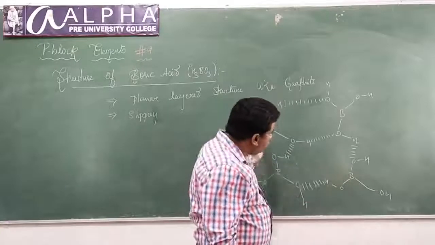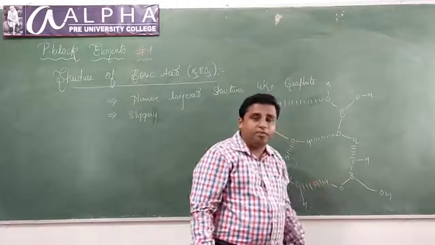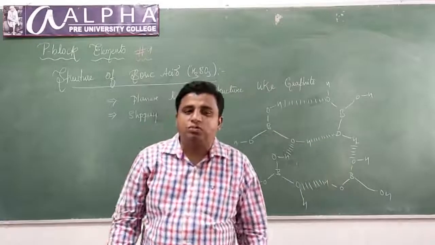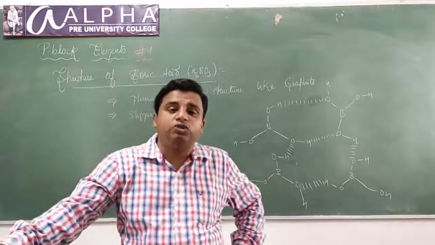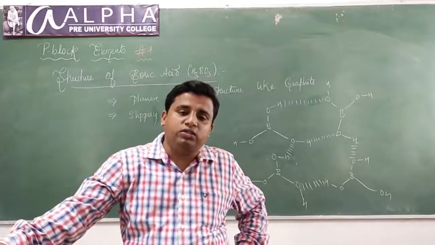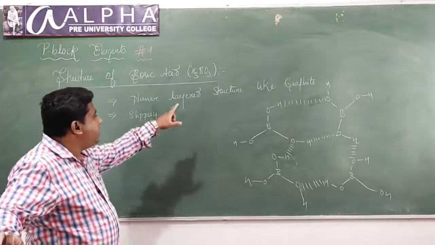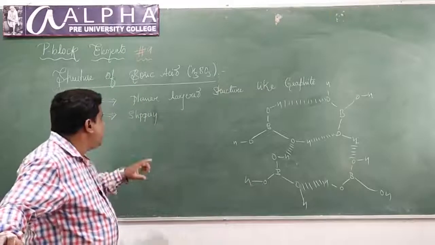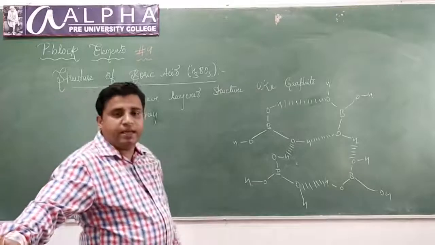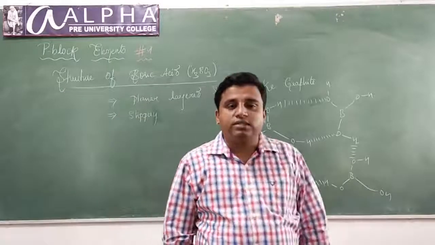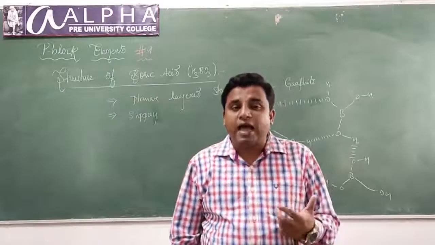All the boric acid molecules are held together by which bond? Hydrogen bonds. So what is the structure of boric acid? It's a planar, layered structure like graphite, and therefore it is slippery. So students, that's all about boric acid.